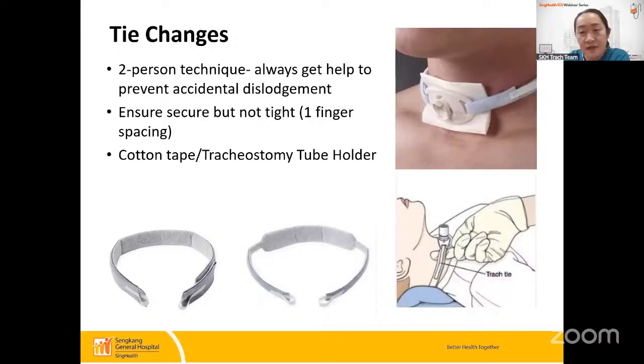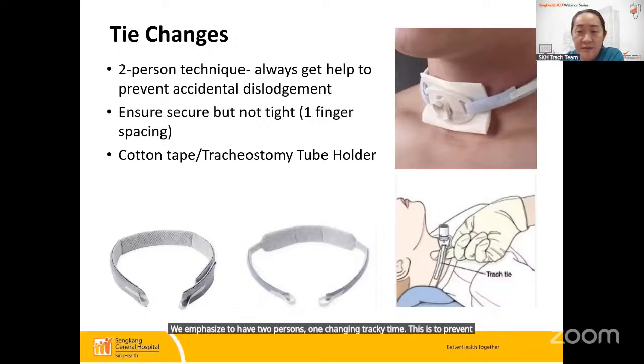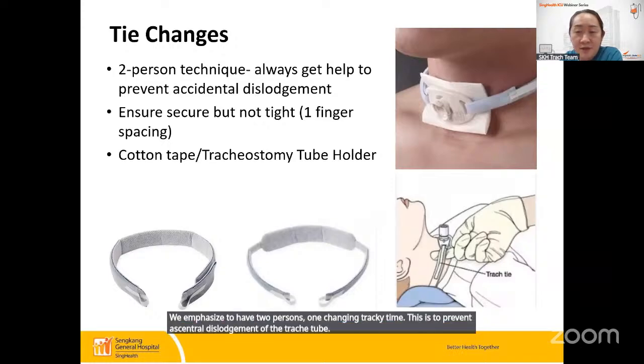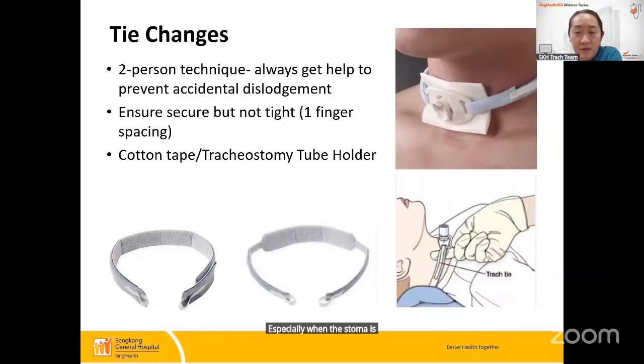We emphasize having two persons when changing the tracheostomy tie. This is to prevent accidental dislodgement of the tracheostomy tube, especially when the stoma is new. One person stabilizes the tracheostomy tube while the other changes the tape.